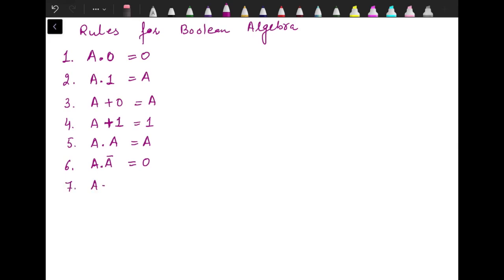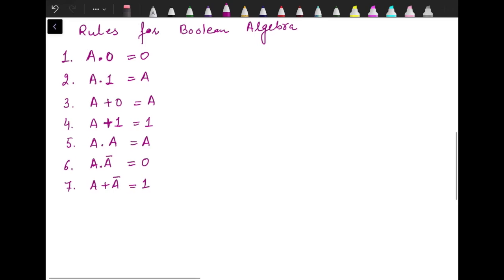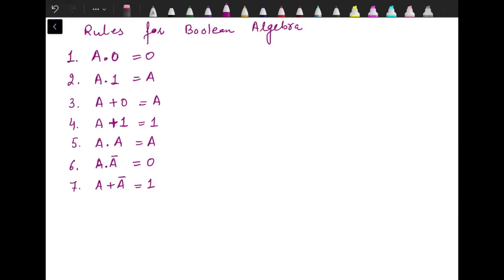Then if we have the OR operation of a variable with its complement, then it will always result in 1. Because variable can have either value as 0 or 1. Either the variable is 1 or its complement is 1. And in OR operation, if one of the variables is 1, then result is always 1. Then we have the OR operation of a variable with itself, that will result in the variable itself only. Like 0 or 0 is 0, 1 or 1 is always 1.